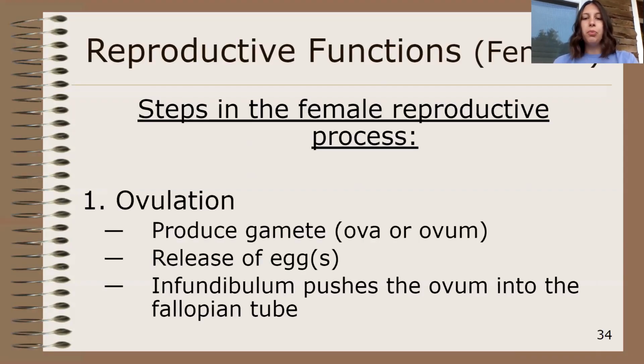So the steps in the female reproductive process. First thing that a female animal has to do to be able to get pregnant is to produce an egg or multiple eggs, depending on the animal. It has to produce the egg. The egg has to mature. The egg has to be released. When it is released, it's going to go from the ovary, get caught by the infundibulum, and start traveling its way through the oviduct. It has to meet the sperm in the oviduct.